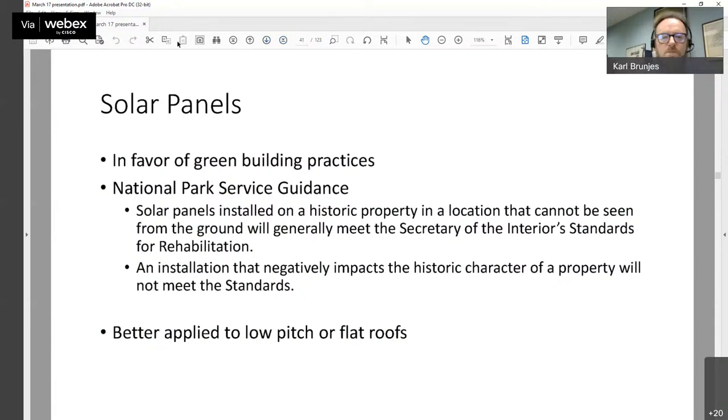We understand that creating a more sustainable community is desirable, and we support efforts to accomplish this. However, we also have to balance the appropriateness of these proposals within the context of the Secretary of Interior standards. The National Park Service, understanding this technology would be desired, issued a bulletin for guidance in 2010 on how to appropriately incorporate solar panels on historic properties. It should be installed in a location that cannot be seen from the ground. Installation that negatively impacts the historic character of a property will not meet the standards.